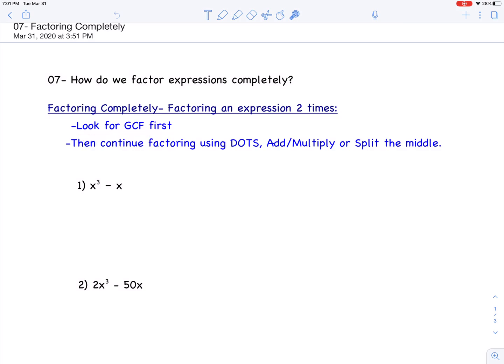So first you're going to look for your GCF today, okay? Tomorrow there might be something else first. Then continue factoring using one of the 3 other methods we've done: dots, add multiply, or split the middle.